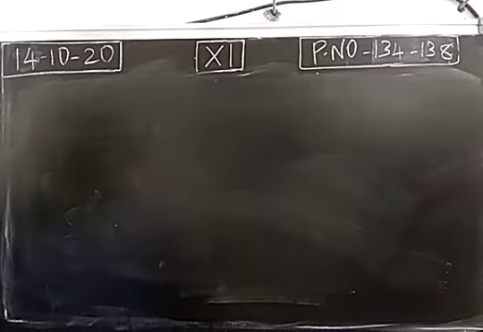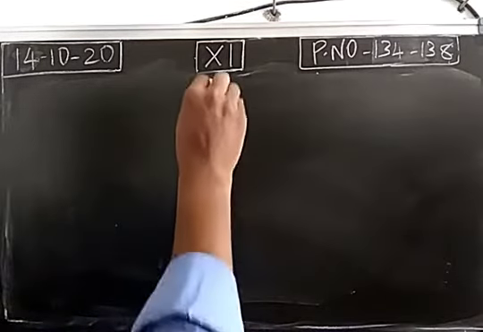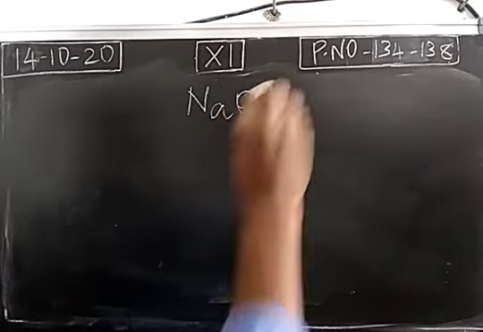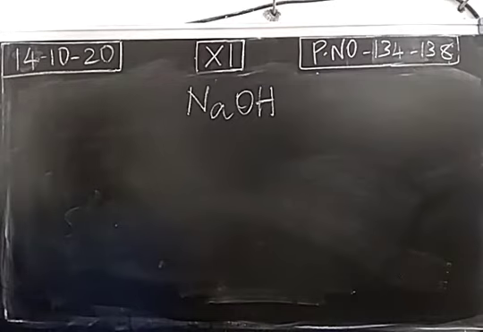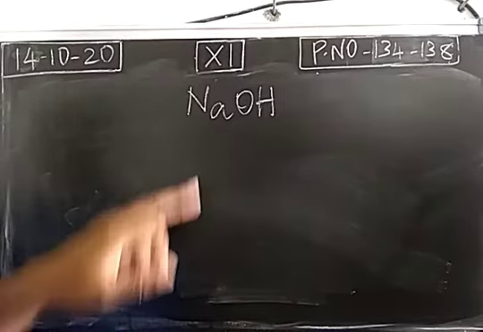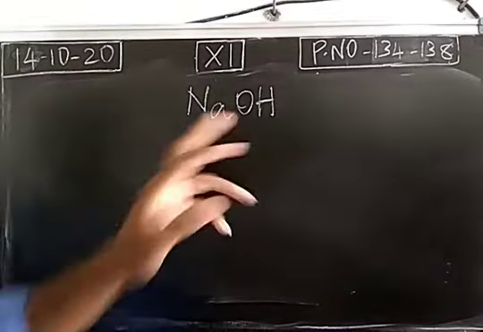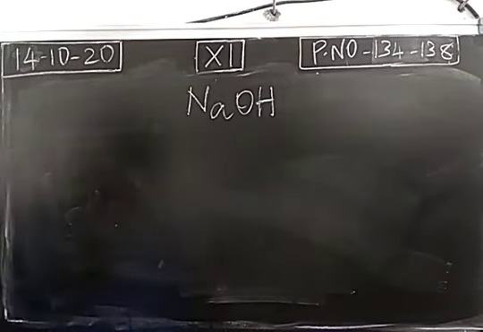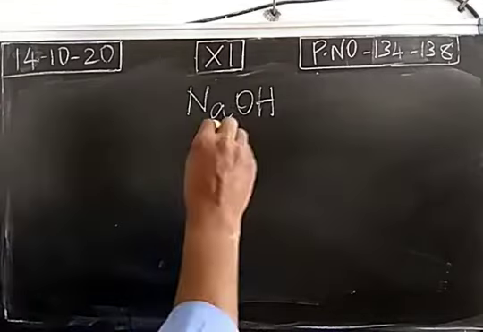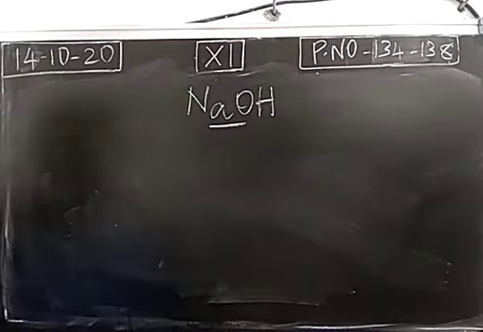The last one is sodium hydroxide, and this is a common laboratory reagent. In analytical chemistry, we often use sodium hydroxide. So this is basic or alkaline in nature. In qualitative and quantitative analysis, we use sodium hydroxide. And how can we prepare sodium hydroxide? So this is prepared by the electrolysis process.